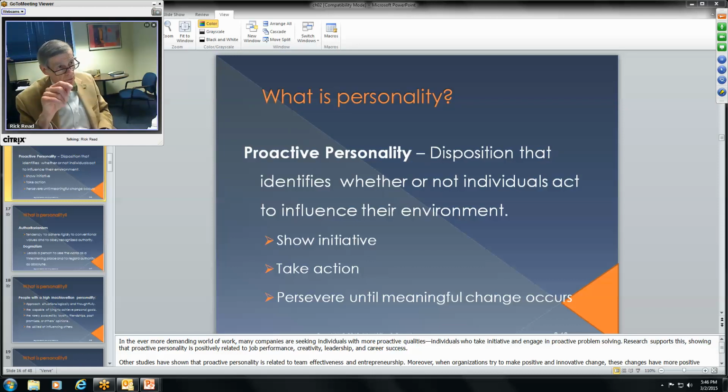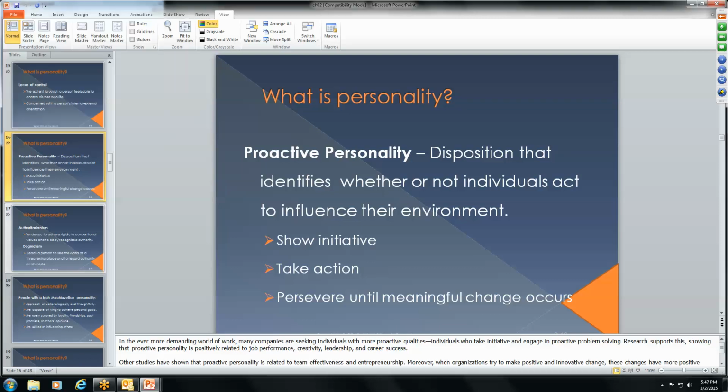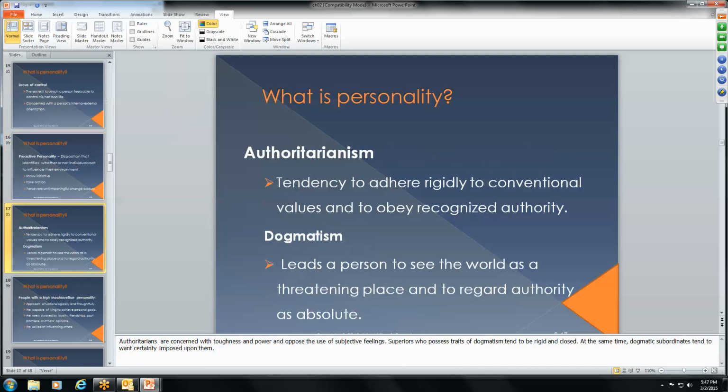Here are some more parts of personality, and we probably know people that fall into this area. Authoritarianism and dogmatism.